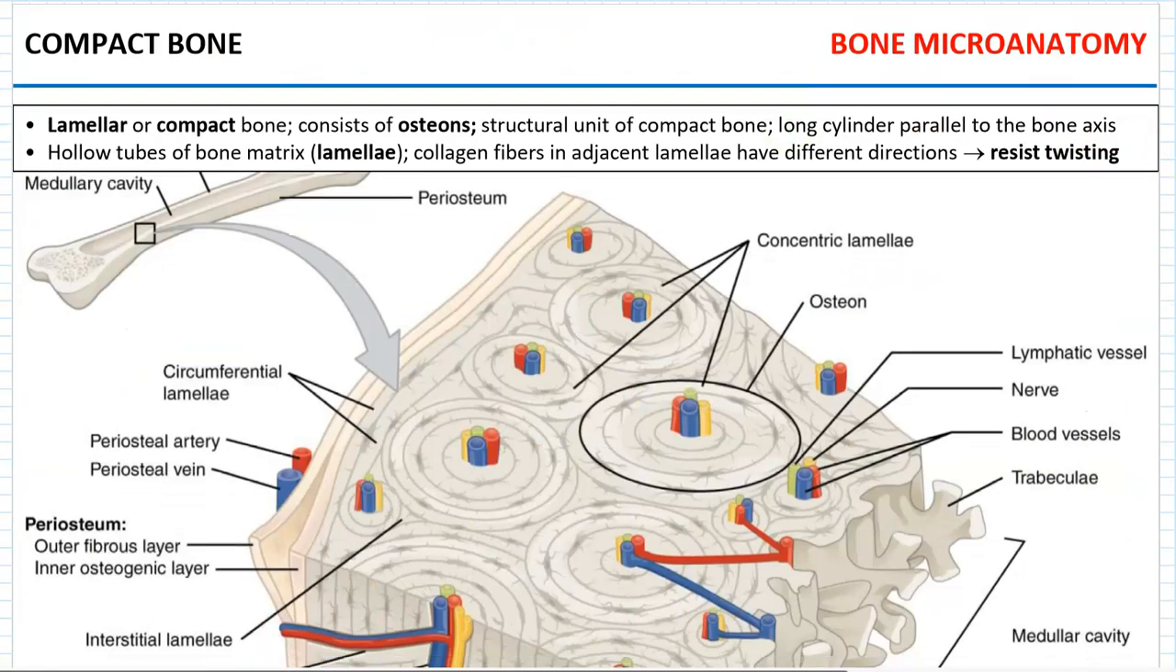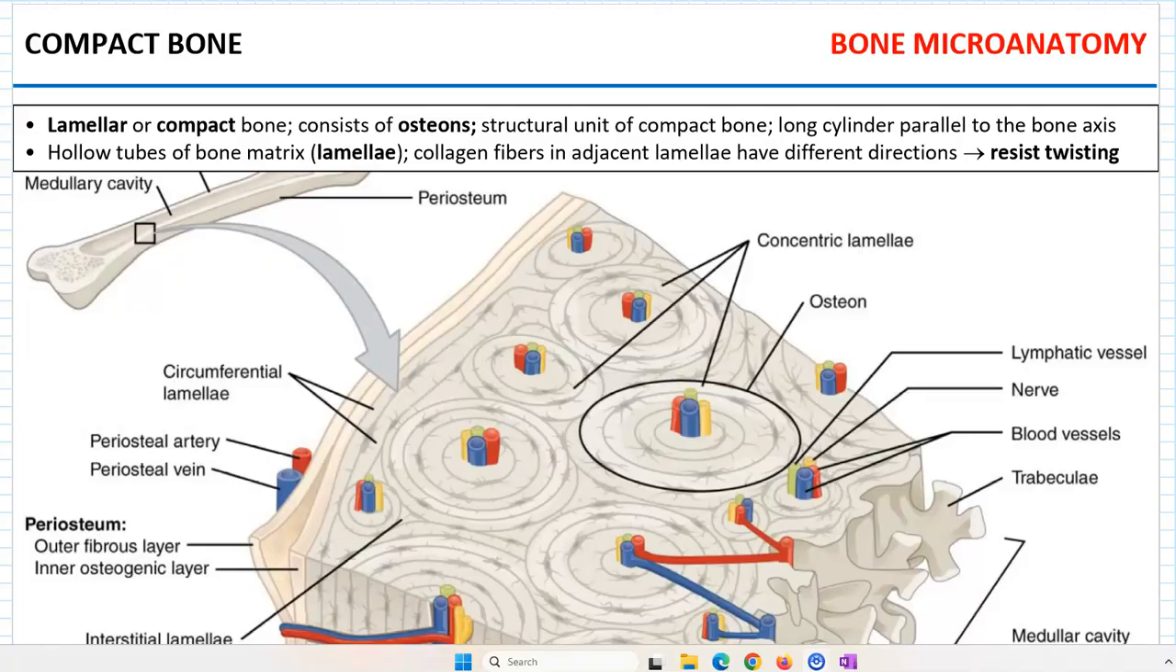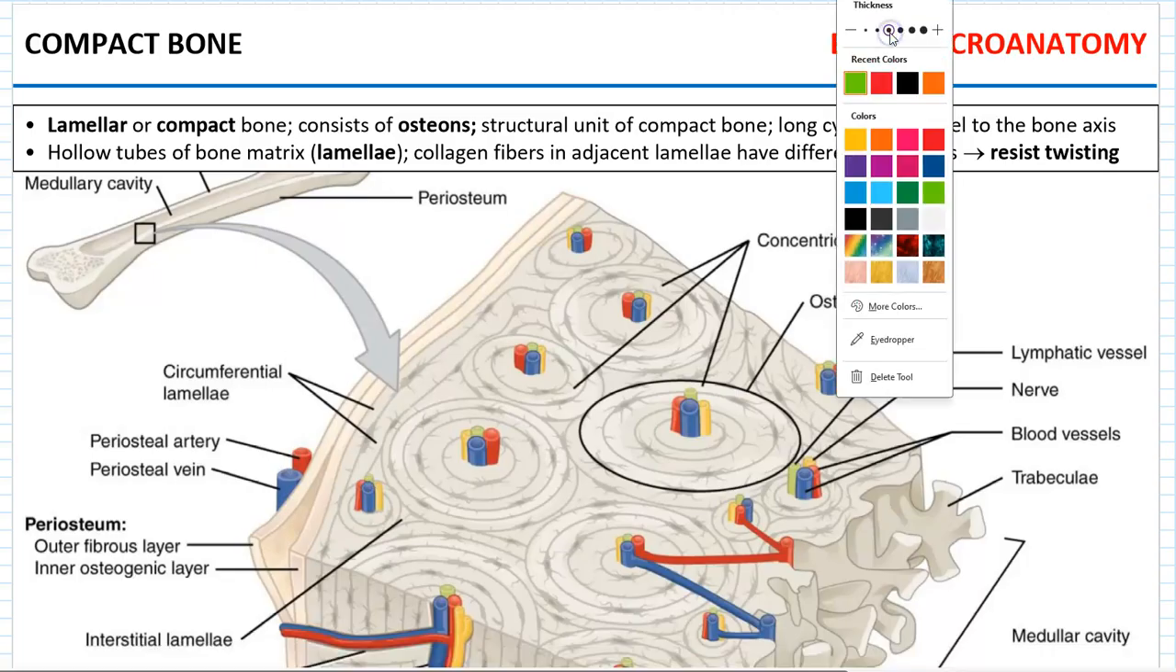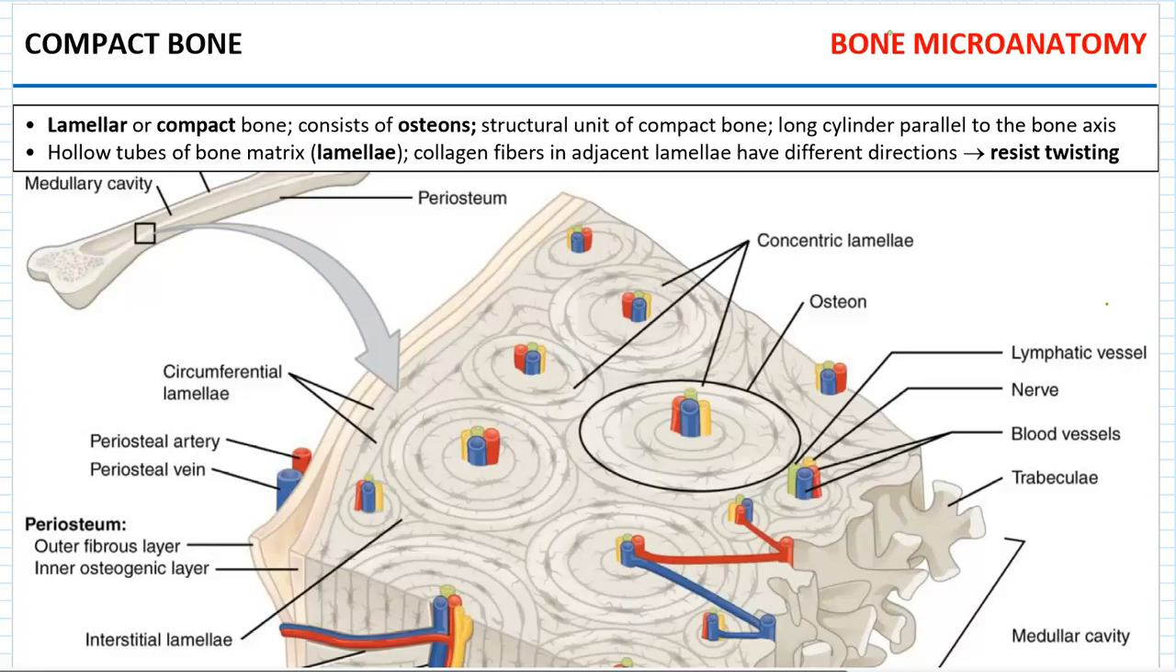Now we're getting into the next level. We figured out the chemical composition. We figured out the cells. Now we're going to figure out the structure of so-called compact bone. Compact bone has another term, which is lamellar. So the basic building block of a compact bone is the structure called osteon.